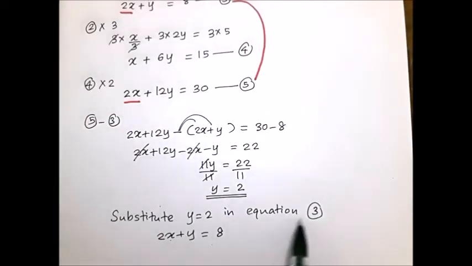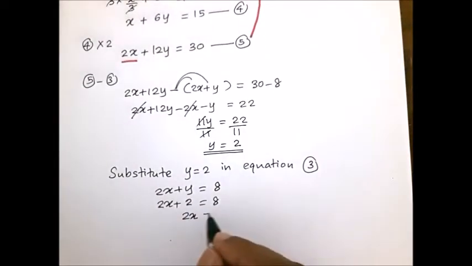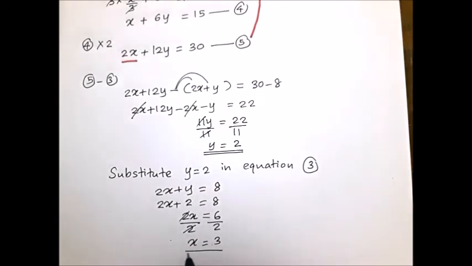Substitute y equal 2 in equation number 3. Here 2. Then subtract 2 from right hand side. 2x equals 6. Divide both sides by 2. X equal 3. This is the answer for this example.